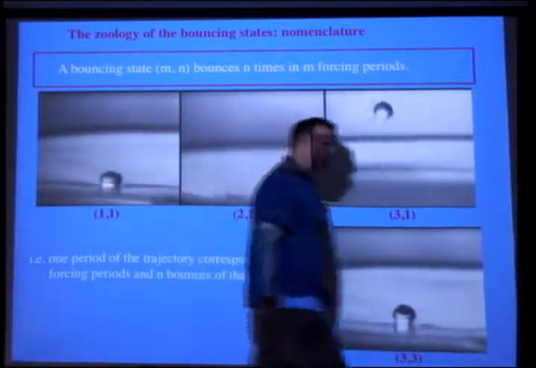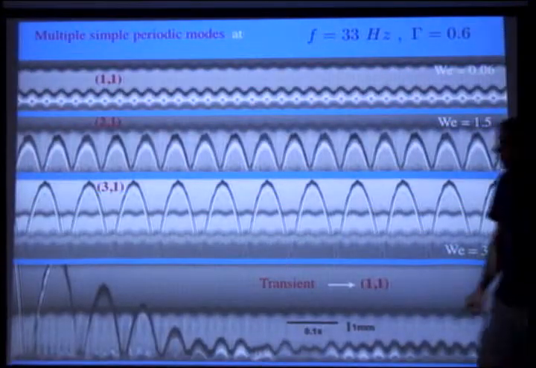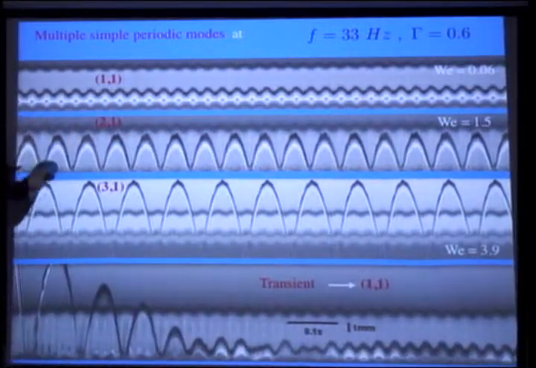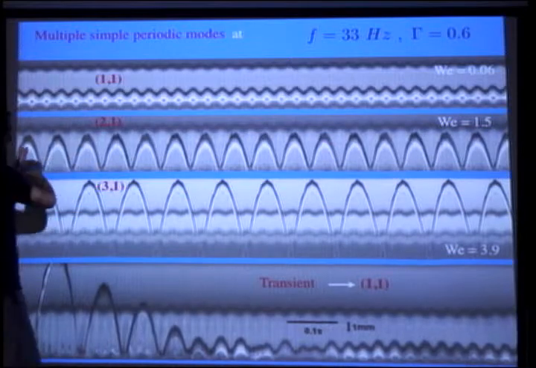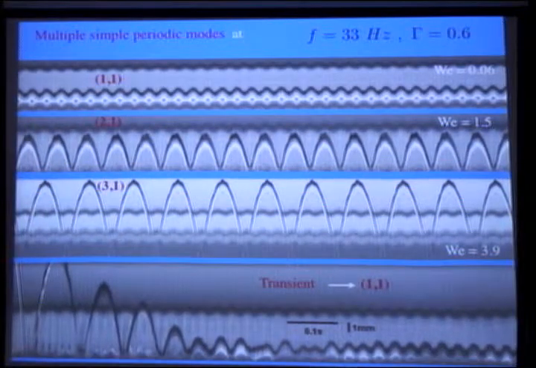So the data basically gives you the trajectory of the drop. The 1-1 mode is just the drop going up and down like this, and then the 2-1 mode. So this is time, and this is position.